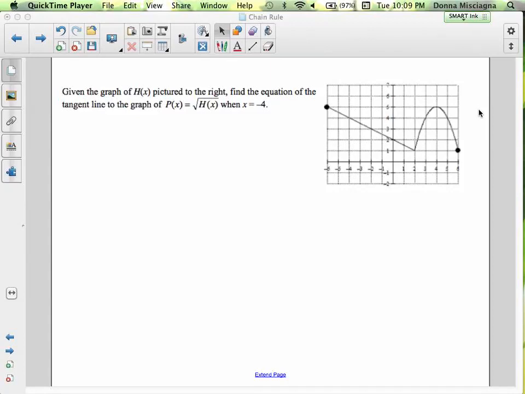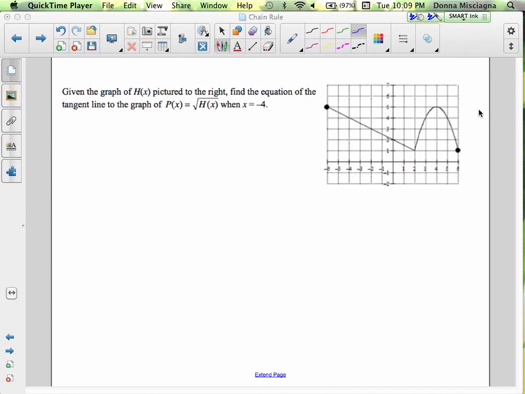Welcome. So now we're going to be using the chain rule with graphs and tables and diagrams. And this is our first one. And it's always really, really important to read the question on these. And I say that because it's easy to look at the graph and say, I'm looking for a tangent line. A -4 slope of the tangent line, that's easy to find, that slope.